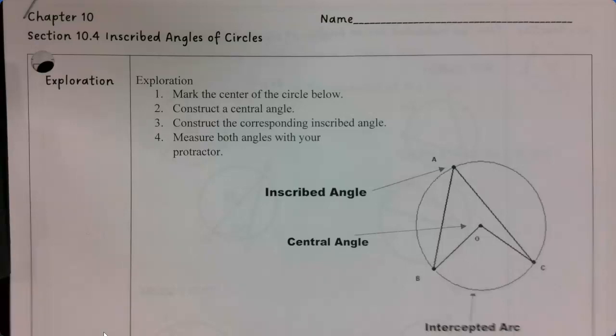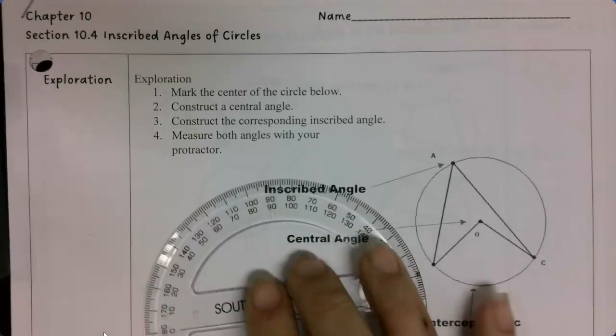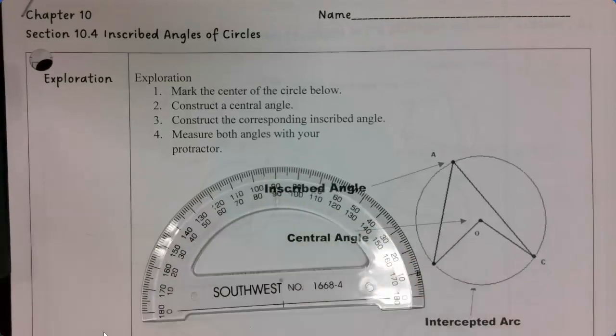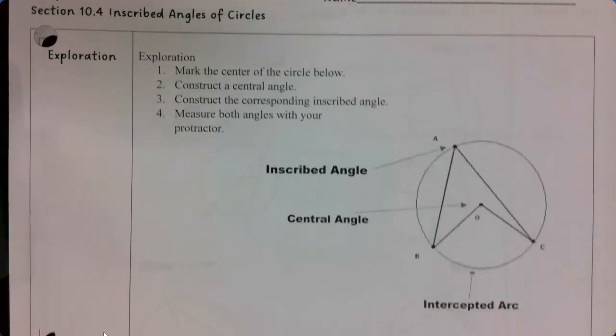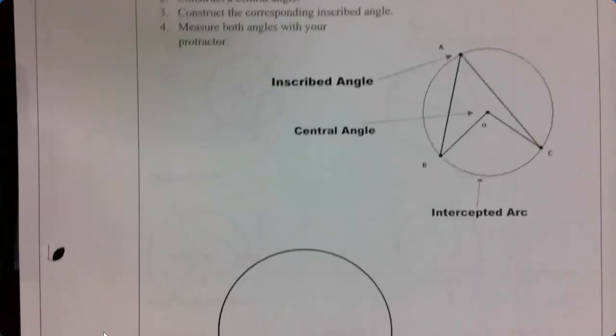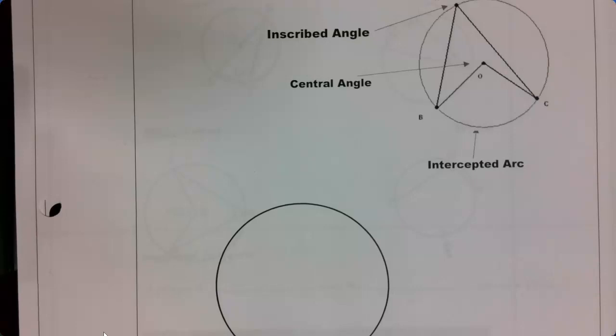Today we are looking at inscribed angles of circles. You should also have a protractor, which you got on your way in. What I want to do is take this circle down here and mark the center as best as you can.